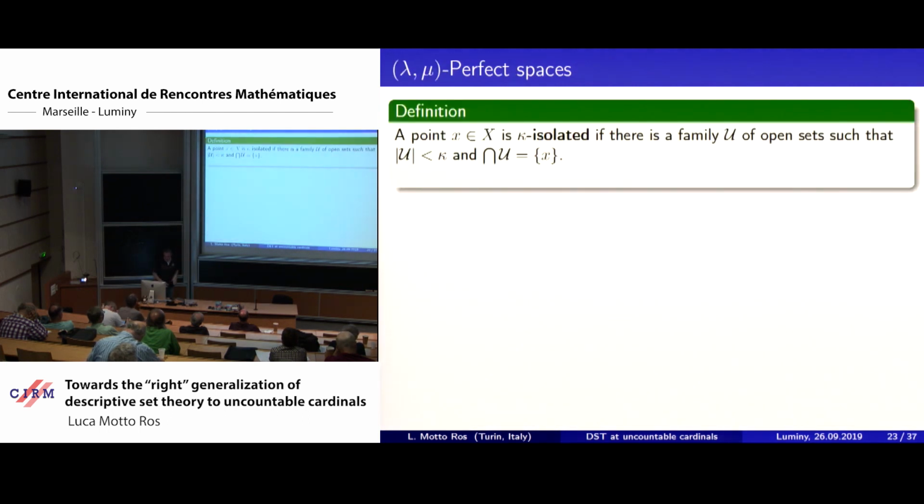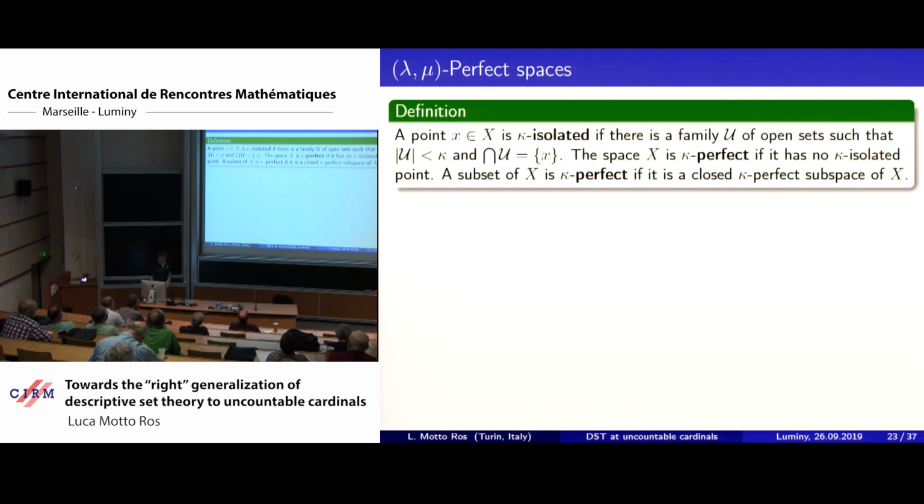Okay? And then what about perfectness? Oh, sorry, this should be just lambda perfect. Lambda-move perfect is later. Okay, so here kappa-isolated, well, the right notion turns out to be the following. A point is isolated if you can isolate it not just in the topology itself, but taking intersections of fewer than kappa many open sets. So it's like closing the topology under fewer than kappa intersections and looking at being isolated in this other context. And then you define perfect sets and perfect spaces in the usual way.